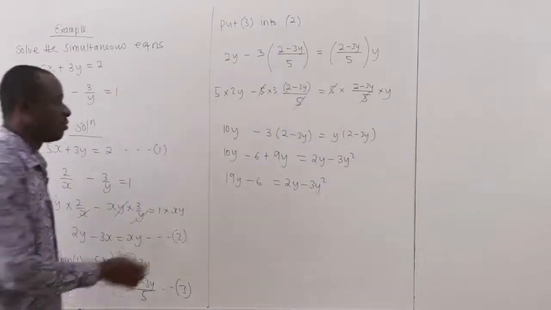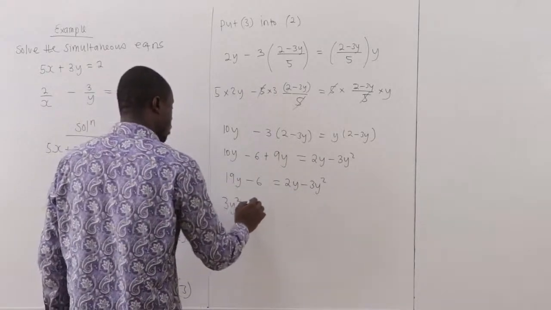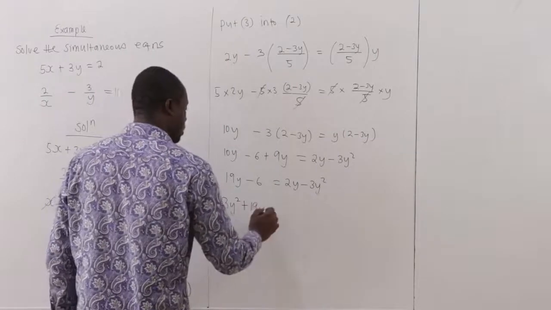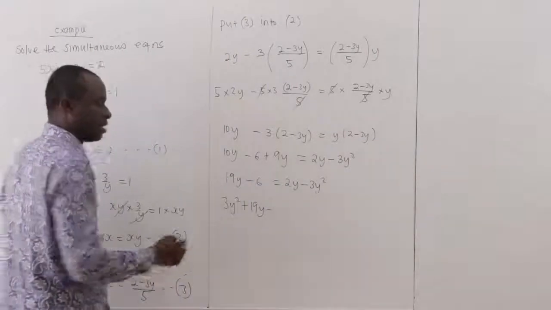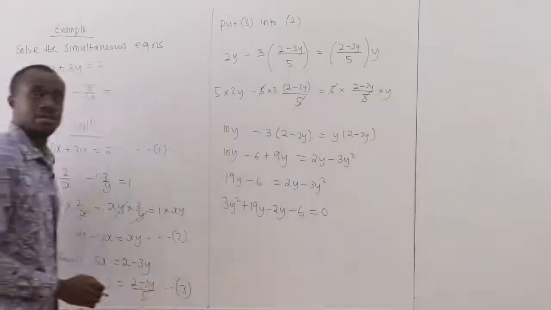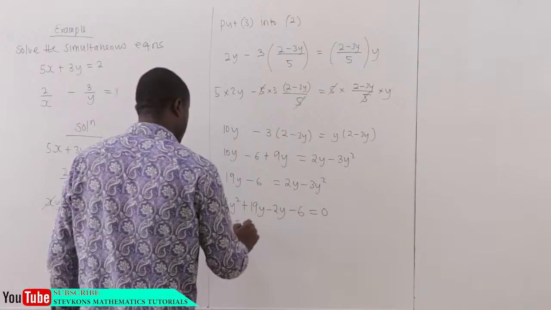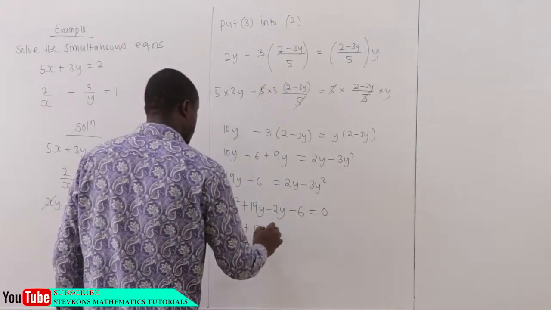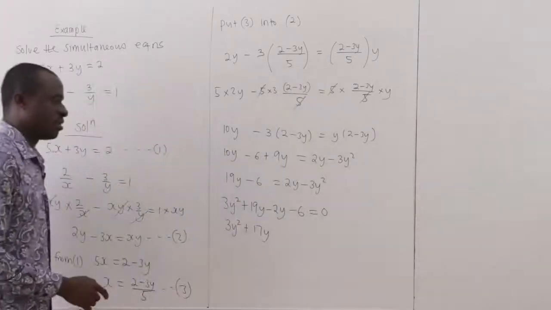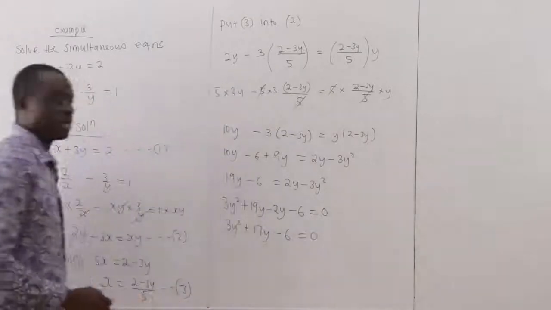Let's put it in standard form. So let's bring everything here. So we have 3y squared plus 19y positive. Coming to the left-hand side, that will be 2y minus 6, and this is just equal to 0. So what do you have? 3y squared plus 17y. 19y minus 2y is 17y, minus 6, this is equal to 0.